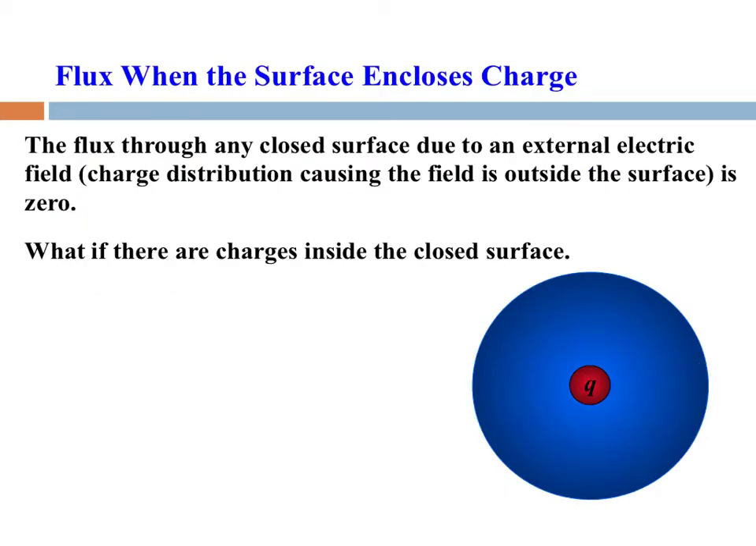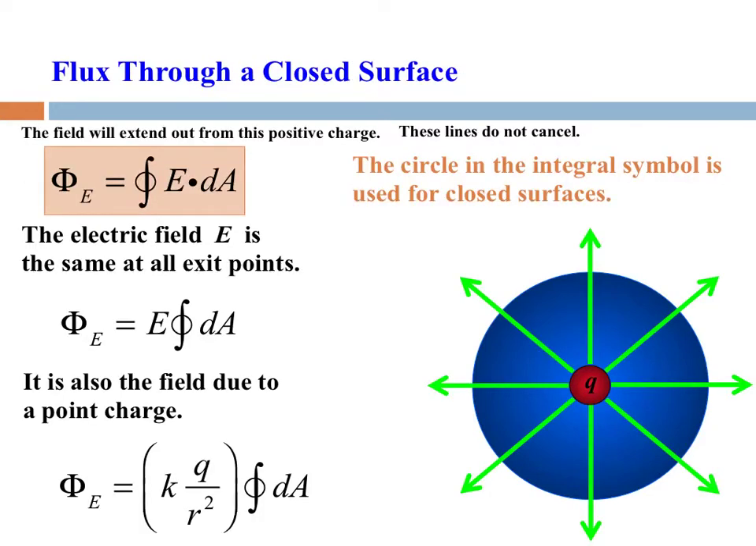Now we can look at new situations where the charge is actually inside of the closed surface rather than outside. Now, our electric flux would no longer be equal to zero. Now let's say that we have a positive charge here, and the electric field line from a positive charge goes out in all directions. So the flux is going to be a positive flux. Again, it comes out of our closed surface. Again, these lines don't cancel out, so our flux will not be zero. It'll actually be a positive value here.